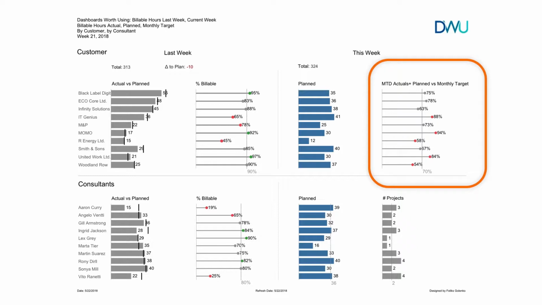Now, this chart may for many of you be the most impactful chart on this dashboard. It shows month-to-date actuals plus what we planned for this week in relation to our monthly target. We can see here clearly in red the customers who we are overserving and the customers who we are underserving.